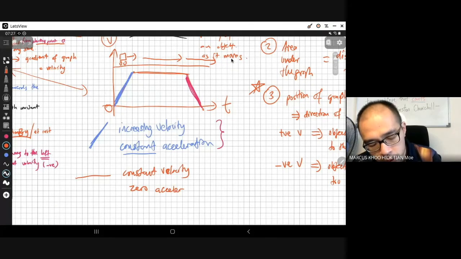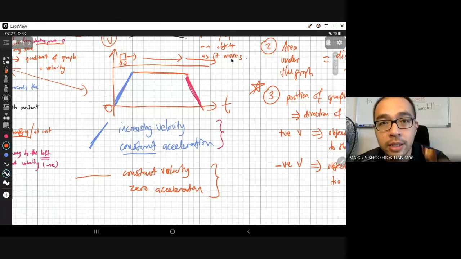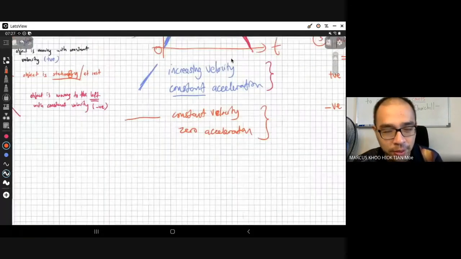And so this also comes as a pair. If you say constant velocity, you must say zero acceleration. If you say zero acceleration, you must say constant velocity. I'm taking half an hour just to explain this entire thing. Oh no, we're never going to finish this.